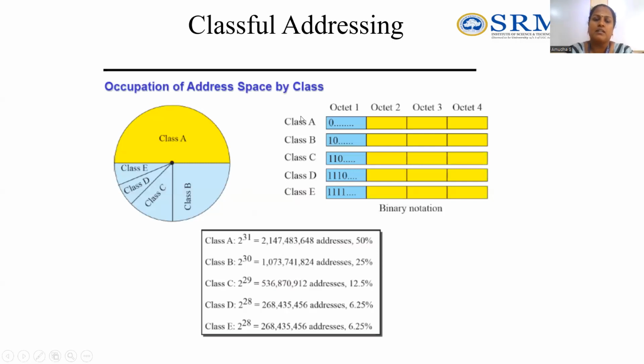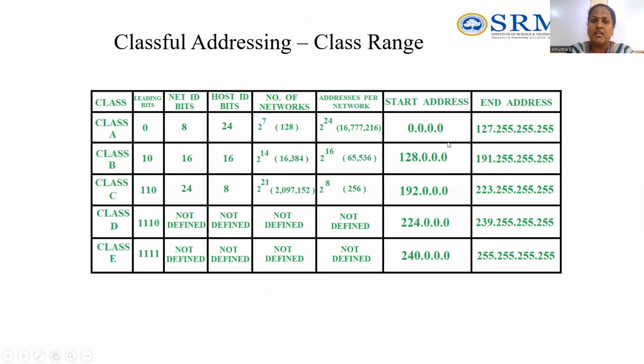So this diagram represents how the address space is occupied by the different classes of address. Class A occupies 50% of the address space. Class B occupies 25% of the overall address space. Class C occupies 12.5% of the overall space, while class D and E each occupy 6.25%. This table clearly explains the different classes and the leading bits in binary notation, net ID representation, host ID representation, number of networks, addresses per network, and the starting address and ending address of each class.